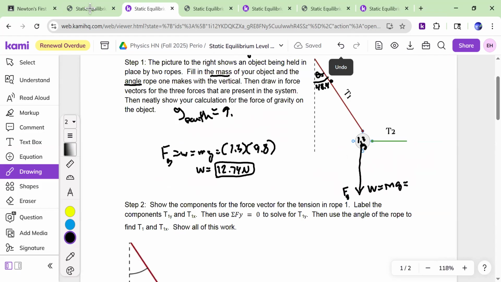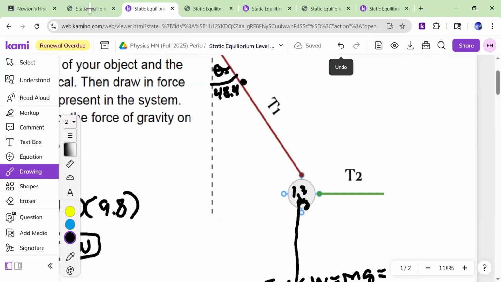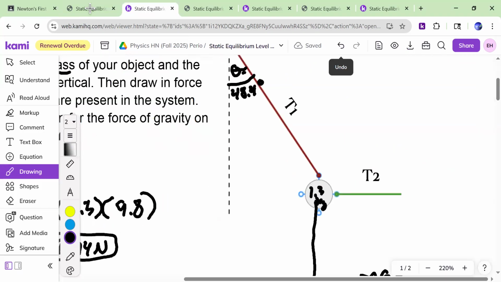Okay, now that you did that, we need to focus on the tensions. Well, tension is an easy force to draw. The way we draw tension is we always draw it away from a mass. The reason why is ropes pull objects. You can't get a rope to push anything. Ropes always pull things. So we would have a rope pulling to the right, that would be tension 2, and we'd have a rope pulling up along the rope like that. That would be tension 1.